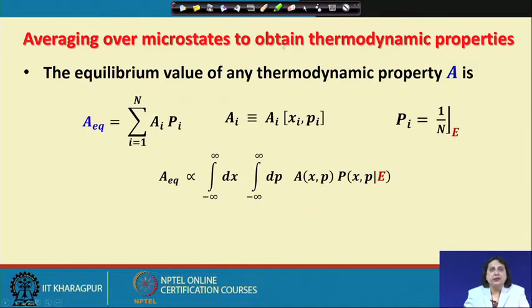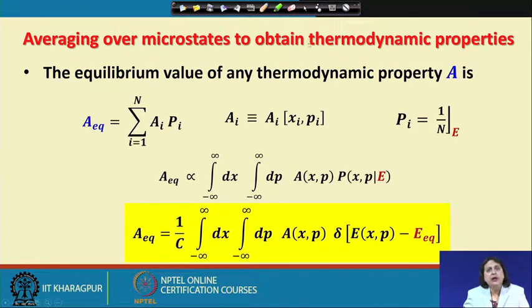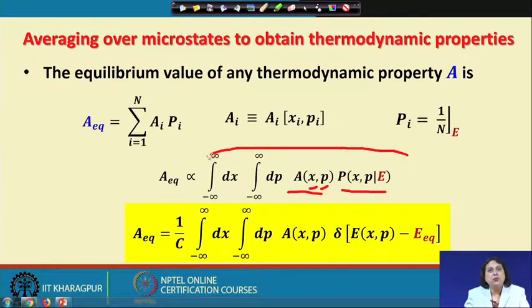For a given microscopic state, I am looking at this A(x,p). Now, for a given microscopic state that is characterized by the coordinates x and p, I calculate what the value of A is. Then I multiply it with the probability of observing the system in that microscopic state when it obeys the constant energy condition, and then I sum over all possible values of x and p, and since x and p are nearly continuously distributed, instead of the summation, I do the integration.